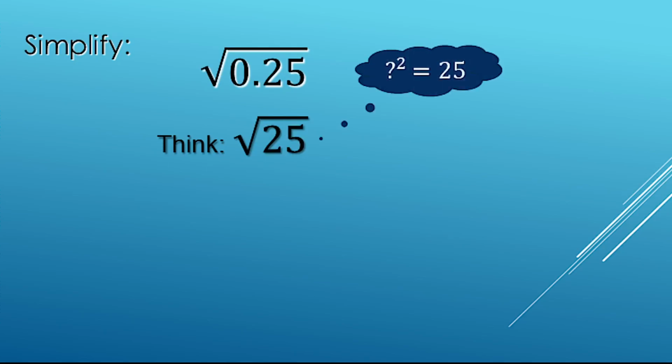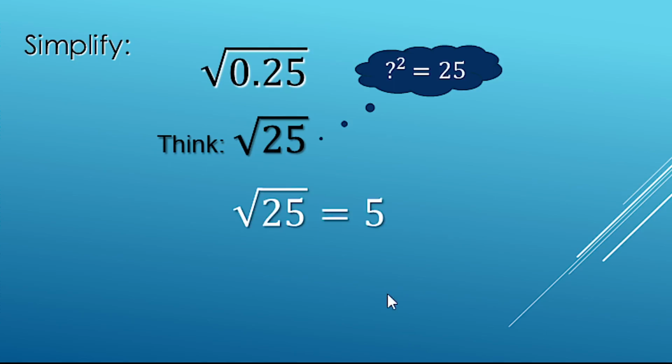So remember, square roots is asking the question, what number times itself, or what number squared equals, in this case, 25. We can find that right on the diagonal of our multiplication table. So here we go. So that's going to make 5, because 5 times 5, or 5 squared, is 25.